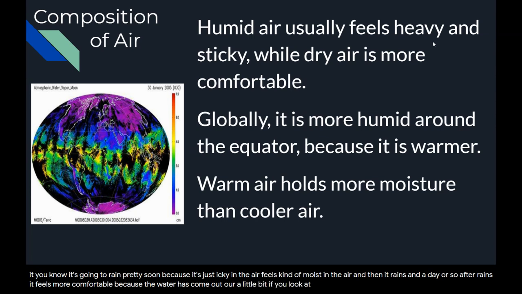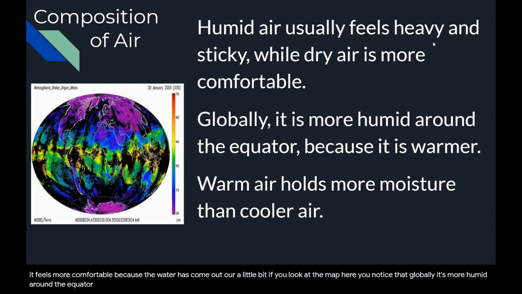If you look at the map here, you notice that globally it's more humid around the equator because it's warmer. Warm air can actually hold more moisture than cooler air. So the farther you get toward the poles, the less moisture and the less humid that air is.